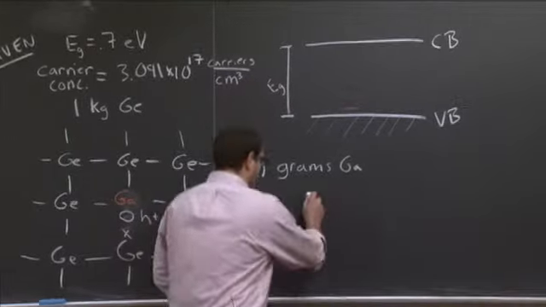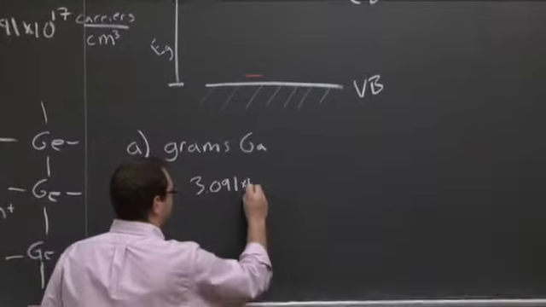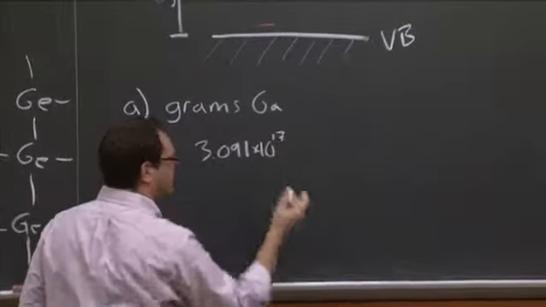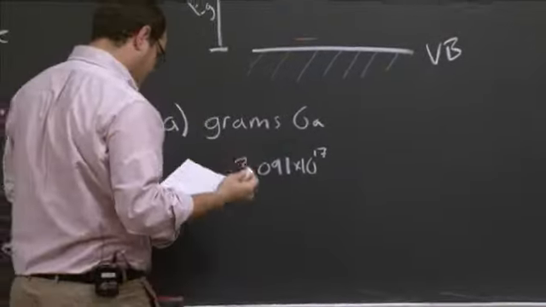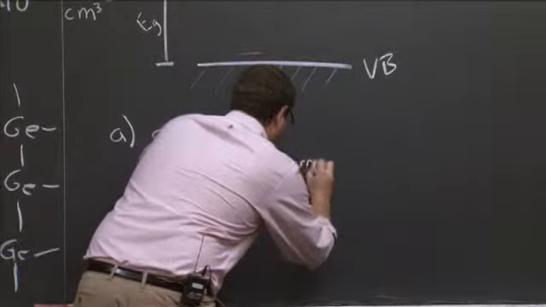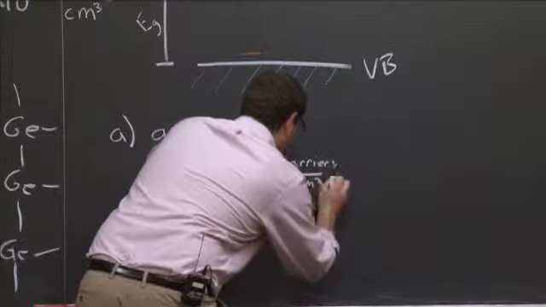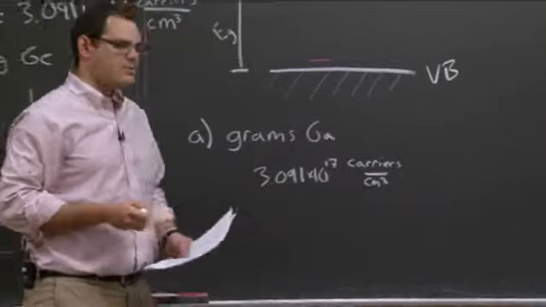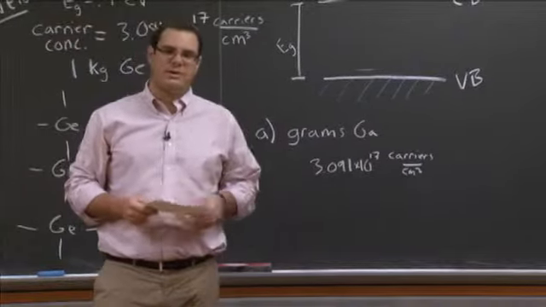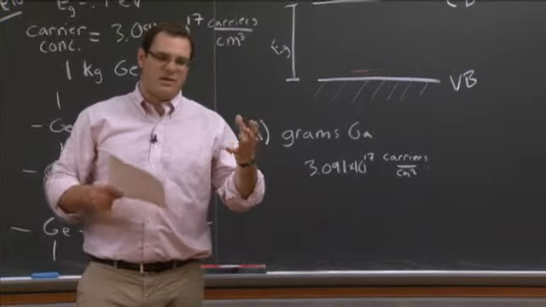I start off with 3.091 times 10 to the 17. And I always keep my units. That's really important. So we're going to write this as carriers per centimeter cubed. Okay. Now we're also told in the problem we have the additional information that the temperature is high enough that all of the sites are ionized.